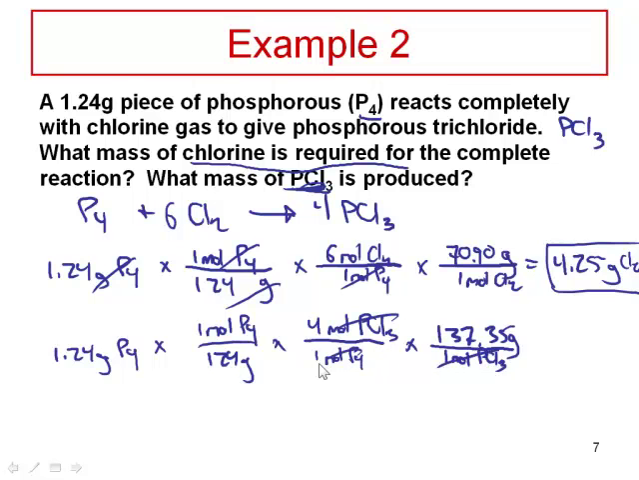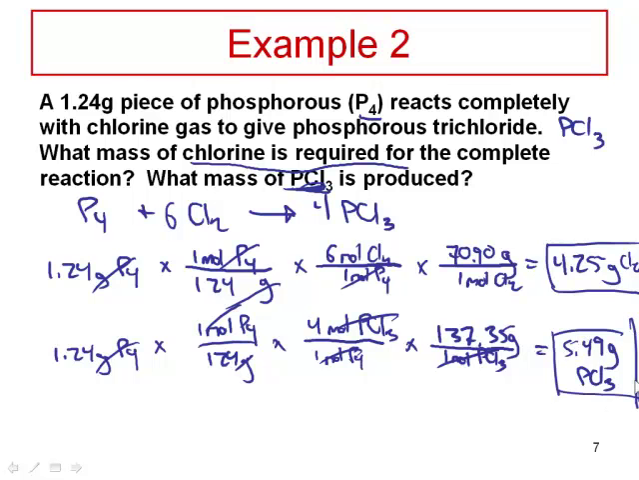That's going to cancel out. Moles of P4 cancels out. Grams cancels out, okay? And now we're going to be left with mass of phosphorus trichloride. If we go through and do the multiplication, guys, 1.24 divided by 124 times 4 times 137.35 gives us 5.49 grams of PCl3 will be produced in the reaction.